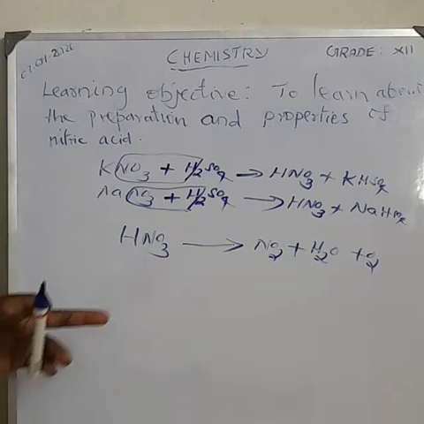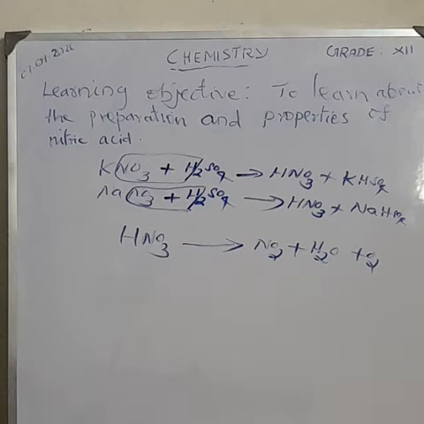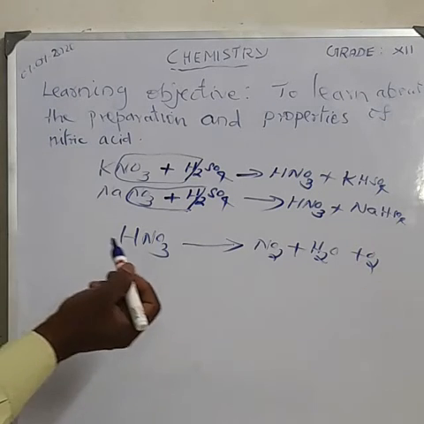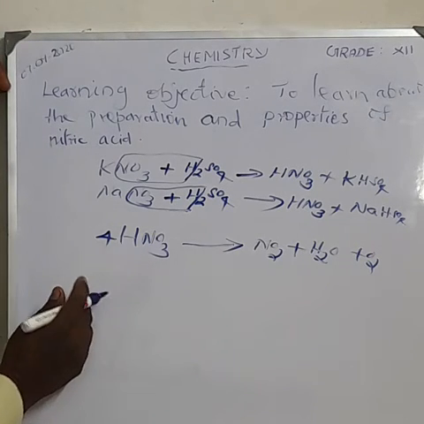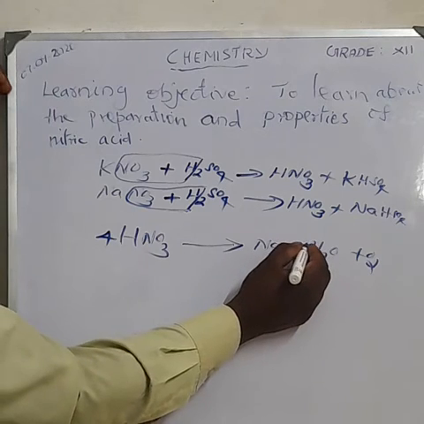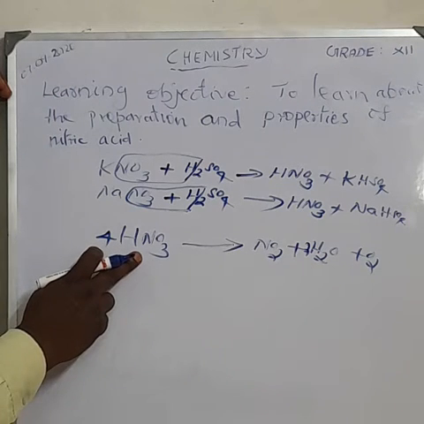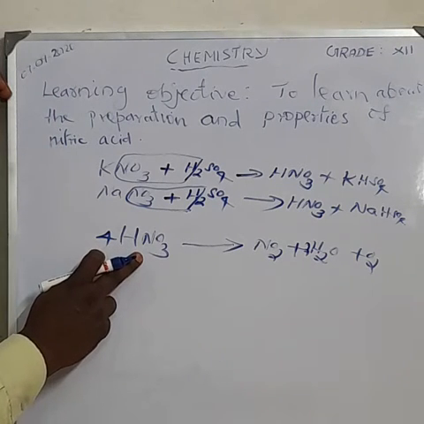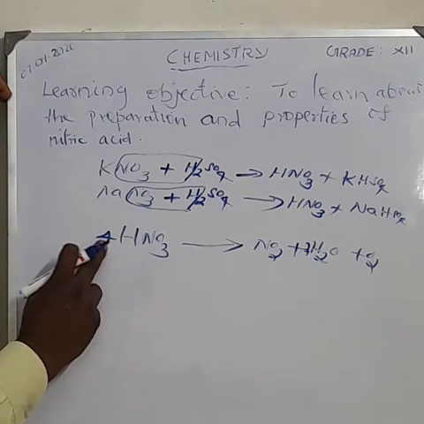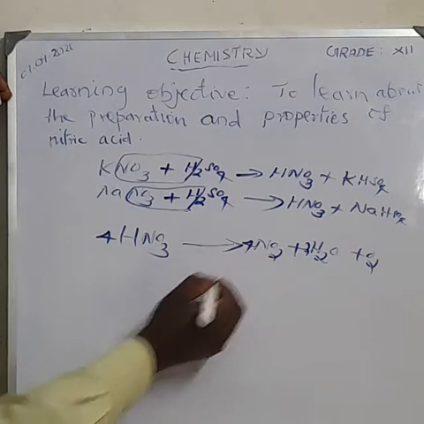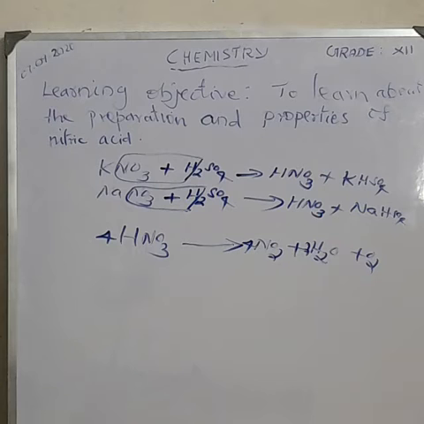We have 2 plus 1 plus 5 nitrogen on the other side. First of all, make it 4 here, which gives 4 nitrogen. Because we are adding 4 here, the equation is now balanced.